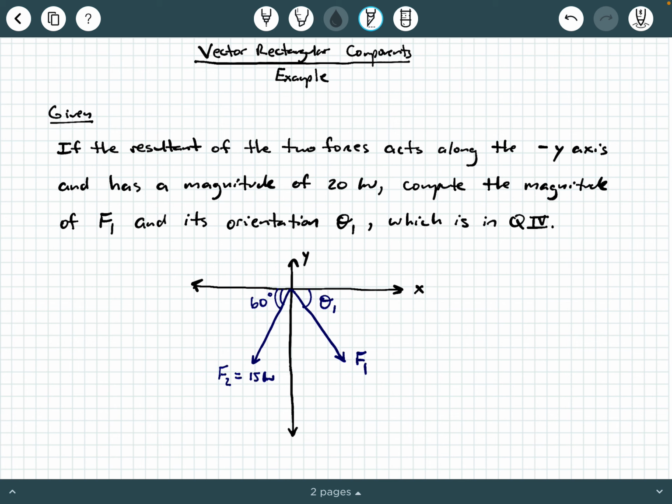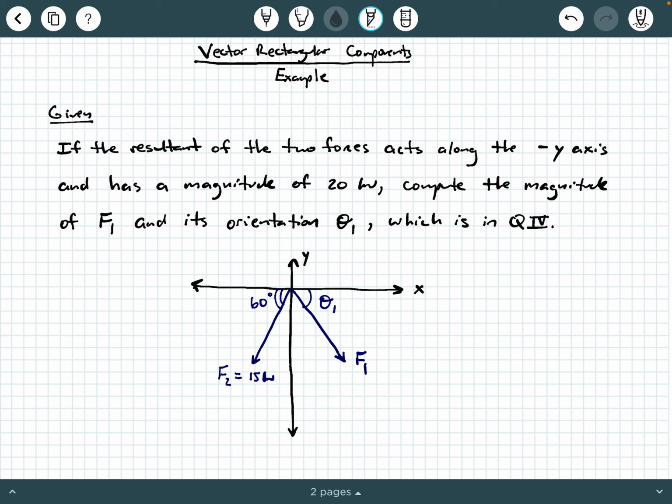In the given information, we're being told that if the resultant of the two forces acts along the negative y-axis and has a magnitude of 20 kilonewtons, compute the magnitude of F1 and its orientation, theta 1, which is in quadrant 4. Okay, so let's look at the diagram we're given.